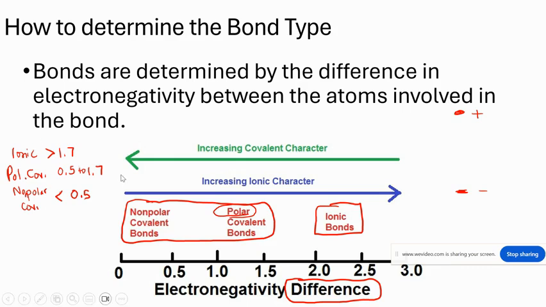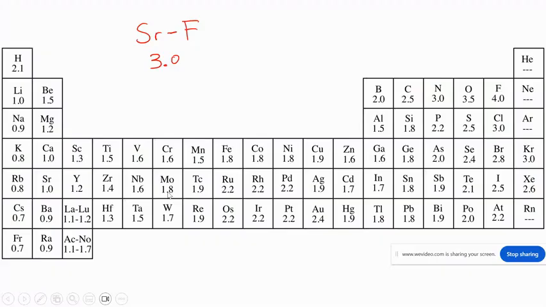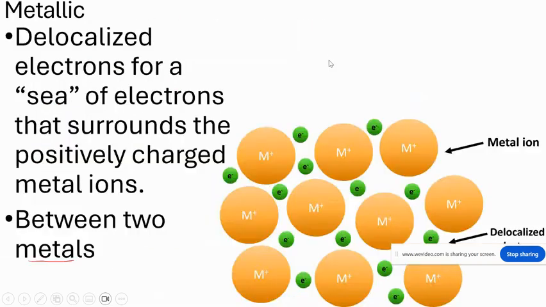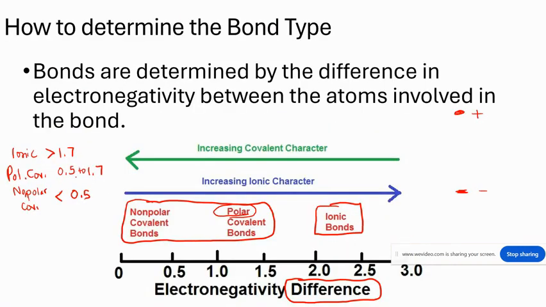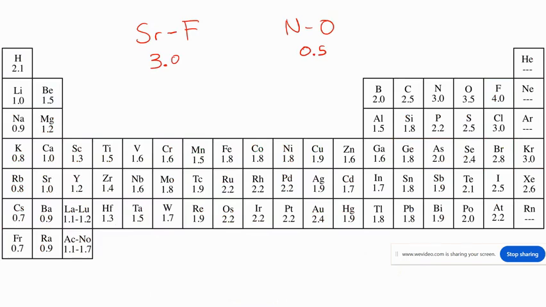All right, what was my next one? Nitrogen and oxygen. Okay, so nitrogen is 3, oxygen is 3.5. The difference is 0.5. So if it's 0.5 to 1.7, that's going to be polar covalent. And then what was my last one? I think there's only 2. Okay, I screwed up then, sorry about that. But you get the idea how to put them on the chart, right?